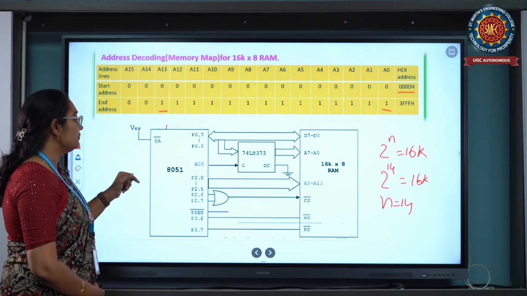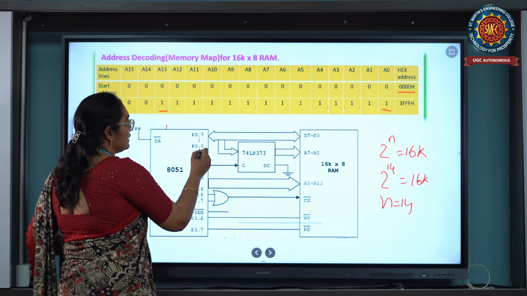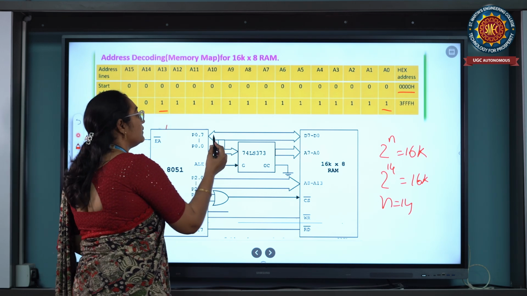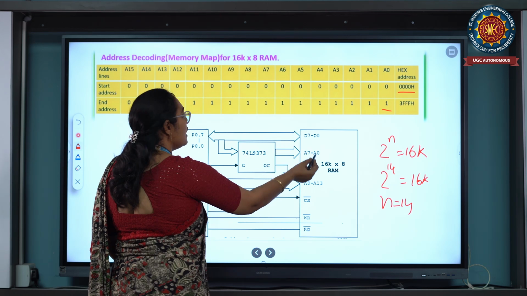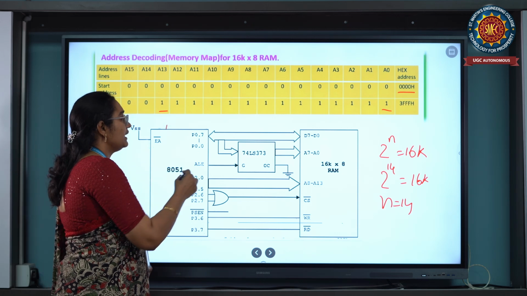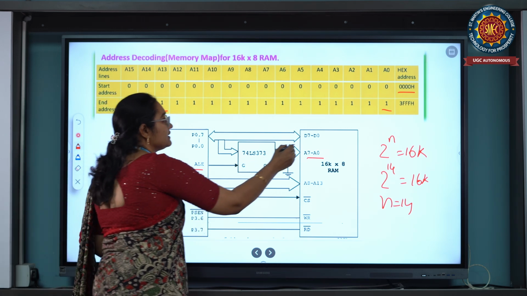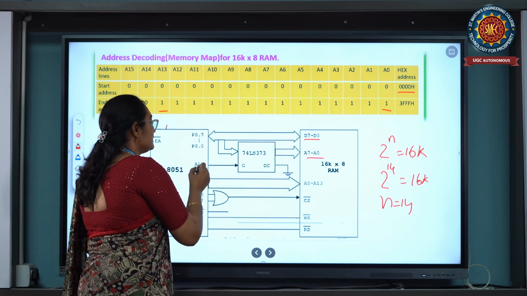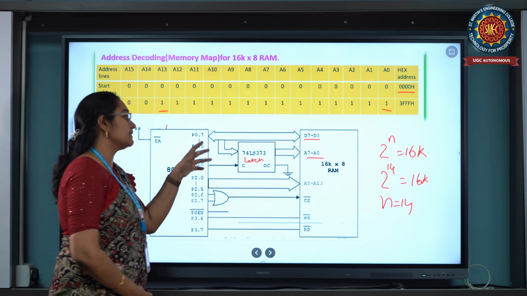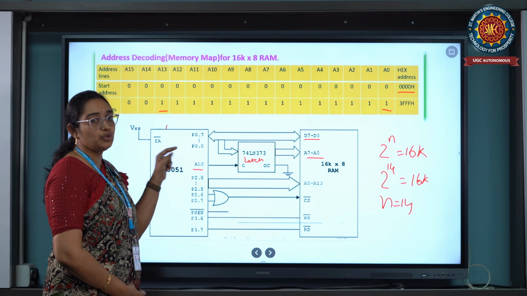We can draw the diagram for the 16 kilobytes of random access memory. Here port 0 consists of multiplexed address and data lines. Here we can demultiplex the address and data lines through the latch. When ALE is equal to 1, then only address lines are accessed, and when ALE is equal to 0, then only data lines are accessed. That means through the ALE pin and latch, we can demultiplex the address and data lines which are connected to port 0.